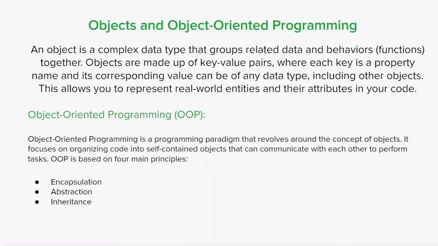Then you have inheritance, so creating a new class or subclass that inherits properties and methods from an existing class, and this promotes code reusability and hierarchy. And then you have polymorphism, allowing objects of different classes to be treated as objects of a common superclass. This enables more generic code that can work with different types of objects. In JavaScript, you can implement OOP principles through the use of constructors, classes, and prototypes.